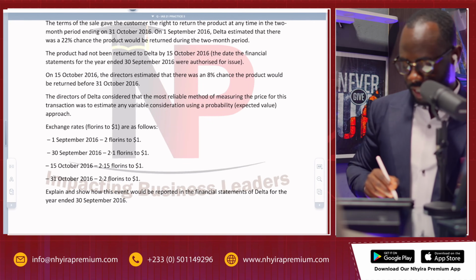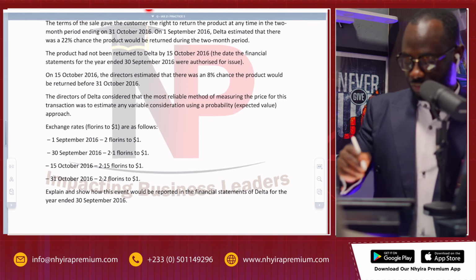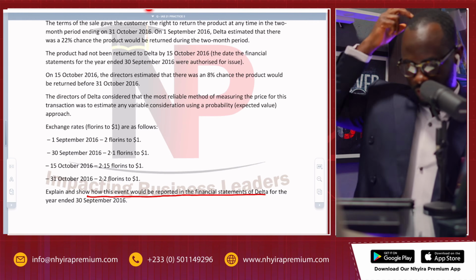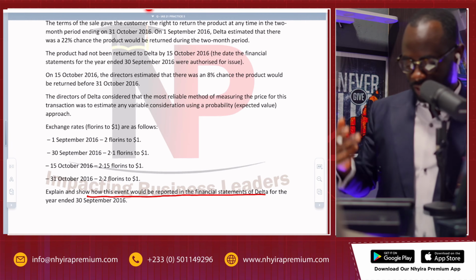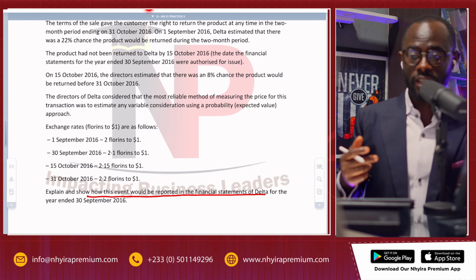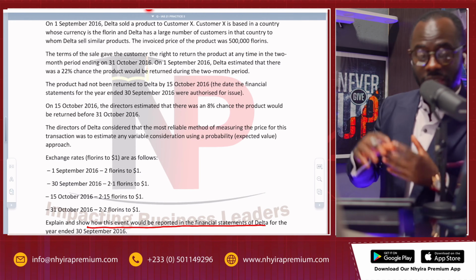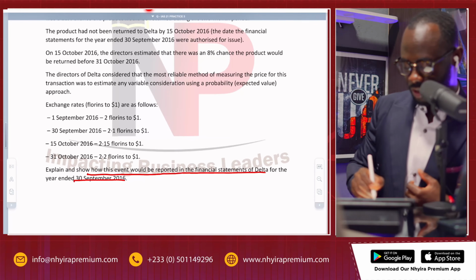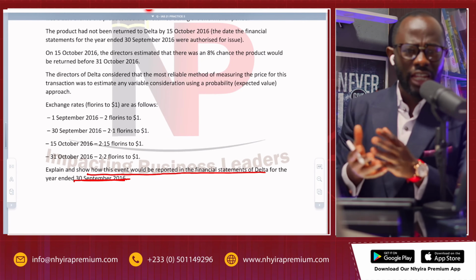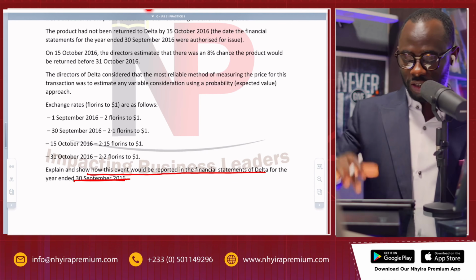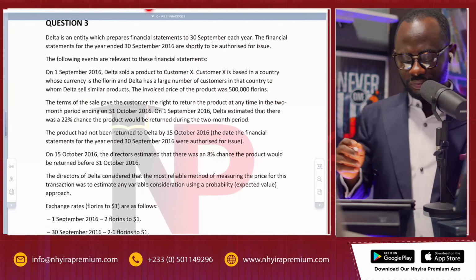It says explain and show how this event will be reported in the financial statement of Delta for the year ended 30th September 2016. So like we mentioned, it is important to always understand the year ended 30th September 2016 because that will guide us on the various treatment that we need to do. So let's go then to the question and see what we need to do.